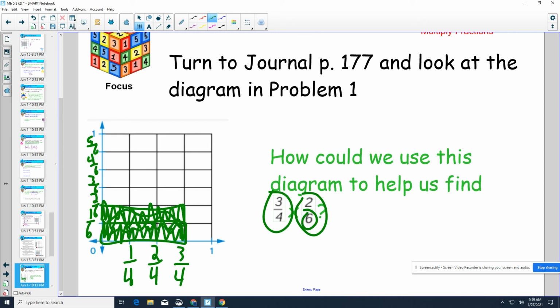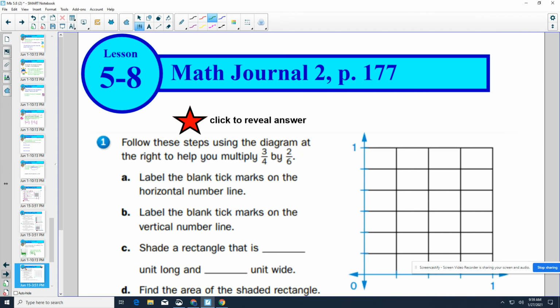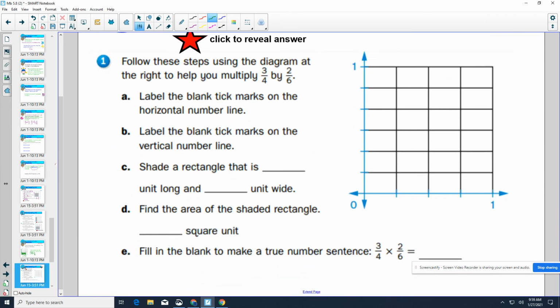A great way to check if you've shaded the correct amount is to go ahead and multiply those, and I get 6/24. So I should have 6 parts shaded in, and I can see I have 1, 2, 3, 4, 5, 6. All right, so that's how you can check your shading on that. Now you're going to follow the steps using the diagram at the right to multiply 3/4 by 2/6. So you're going to label tick marks and do all those things that we did. So go ahead and pause the video and complete that shading now.